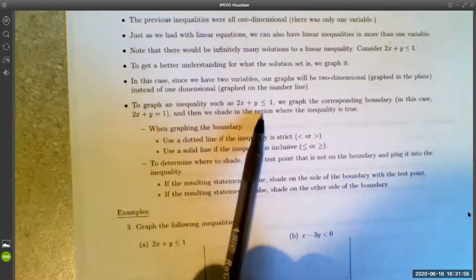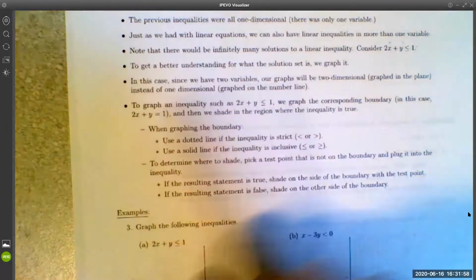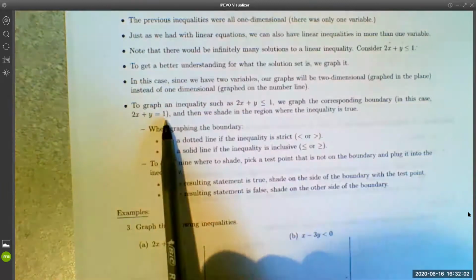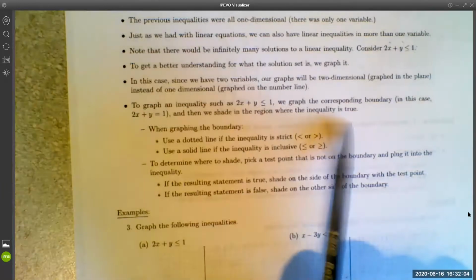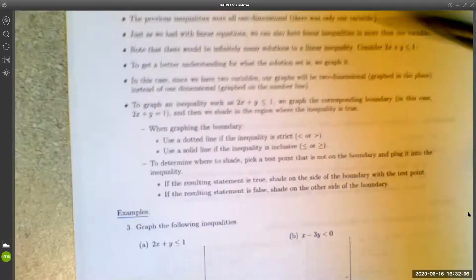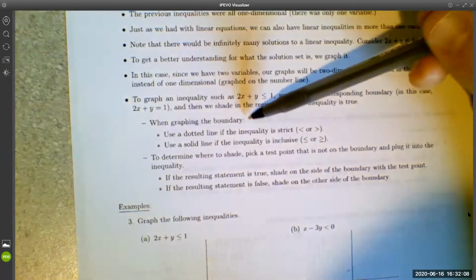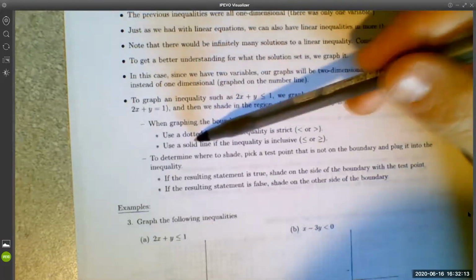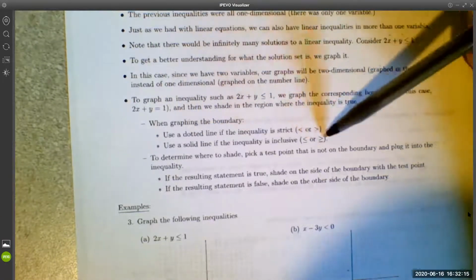like this one, we start off by graphing the boundary line. So you just replace the inequality with an equal sign and then graph that. That's the boundary line. And then we shade in the region where the inequality is true. When you graph the boundary line, use a dotted line if the inequality is strict. Use a solid line if the inequality is inclusive.